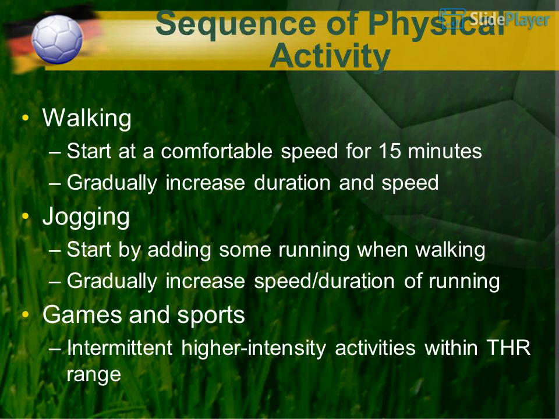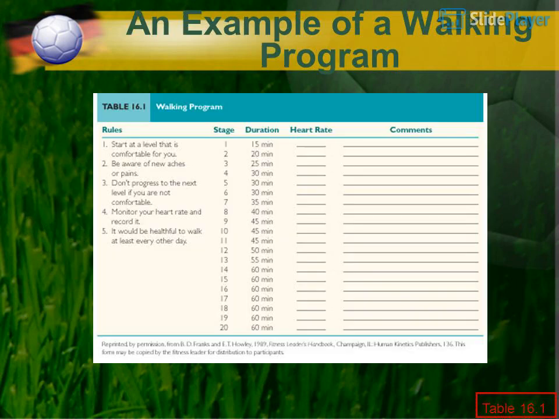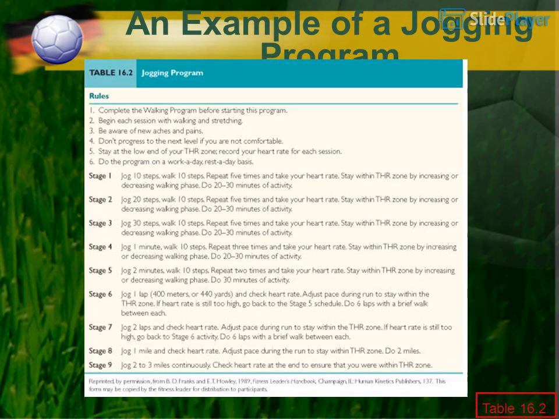Sequence of physical activity. Walking: start at a comfortable speed for 15 minutes, then gradually increase duration and speed. Jogging: start by adding some running when walking, then gradually increase speed and duration of running. Games and sports: intermittent higher-intensity activities within the THR range. An example of a walking program, Table 16.1. An example of a jogging program, Table 16.2.